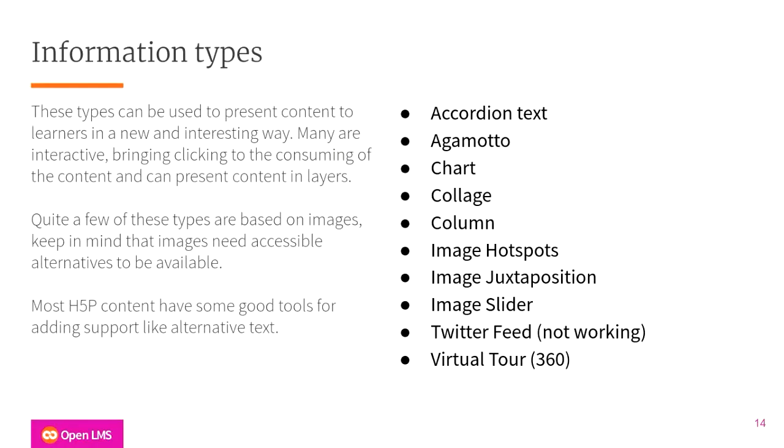Column is a different way to lay out information. Collages are ways to put pictures together. Agamotto is a way to show sequences of images changing over time. Slider is a way to create a manual switch between two images, and juxtaposition is doing side-by-sides. So there's a lot of different tools in there. A lot of them are about graphical information or collapsible and expandable information. Hotspots and Accordion are about collapsible information approaches, and then a lot of graphic displays of information.